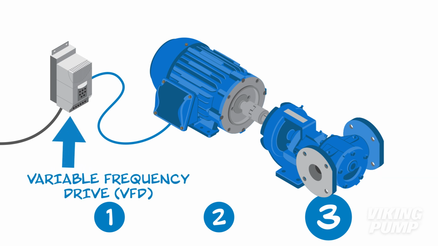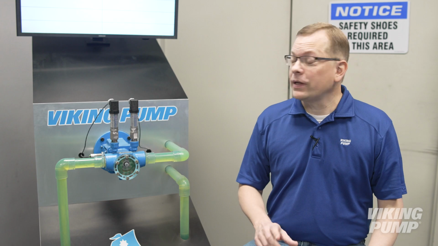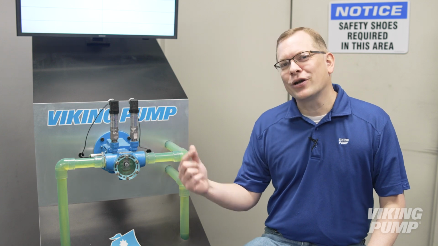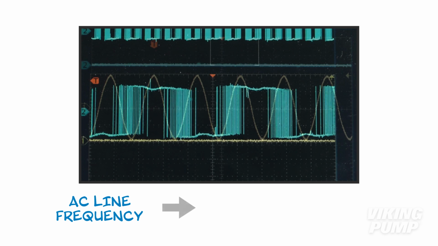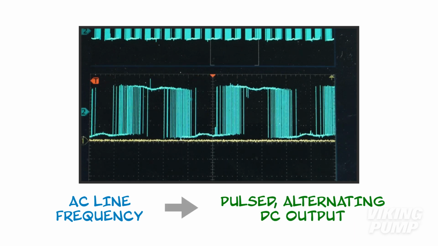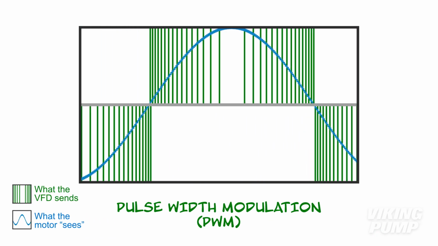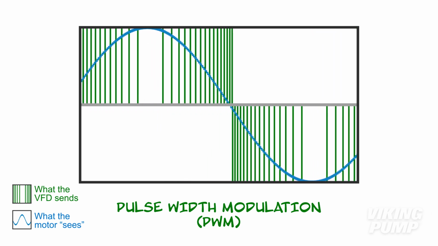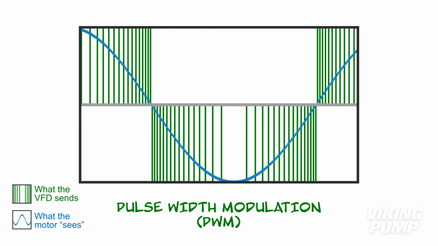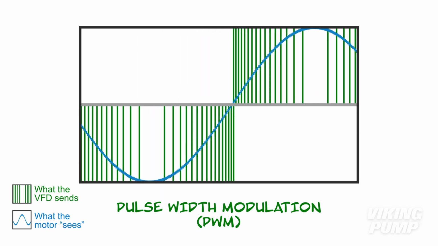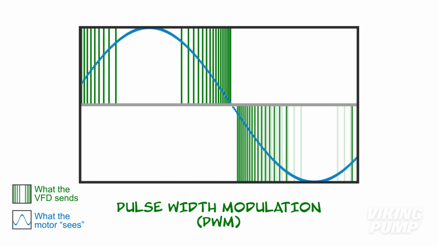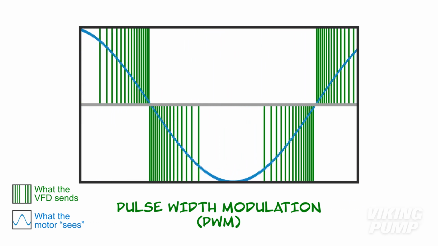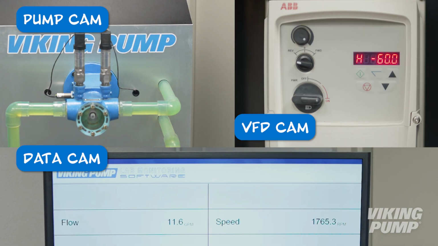To do that, I'll need a variable frequency drive or VFD, and luckily, this unit already has one. Let's turn it around. VFDs work by taking our AC line frequency and converting it to a pulsed alternating DC output, a process called pulse width modulation, or PWM. The goal of PWM is to create a sine wave of sorts that simulates AC. In this way, a VFD can vary the widths of these pulses and the output frequency of this simulated AC delivered to the motor. The result is that the motor can be slowed or sped up by adjusting the output frequency dial on the VFD.